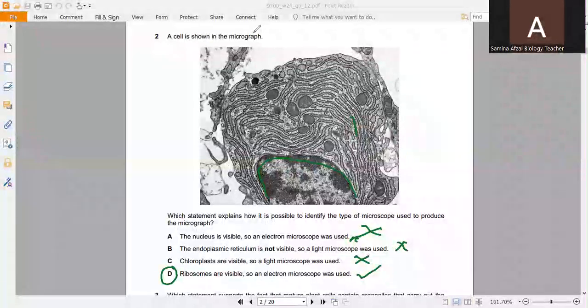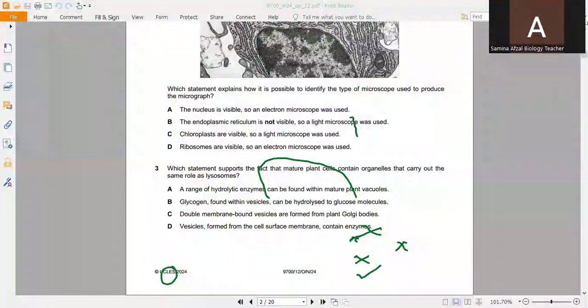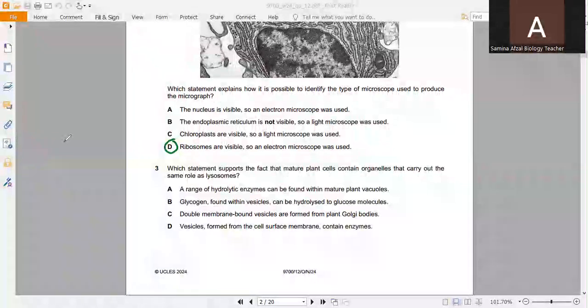Now we are moving towards the question number 3. And question number 3 is, which statement supports the fact that mature plant cells contain organelles that carry out the same role as lysosomes? And what are the lysosomes? Lysosomes are the organelles in animal cells that break down waste and recycle materials. So they contain digestive enzymes that break down proteins, nucleic acid, lipids, and carbohydrates.